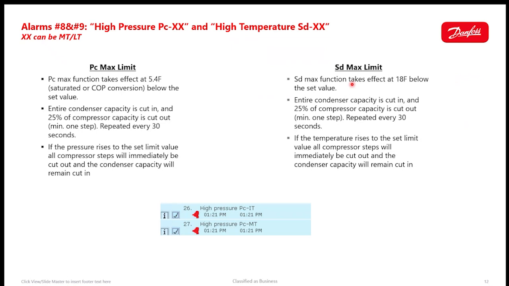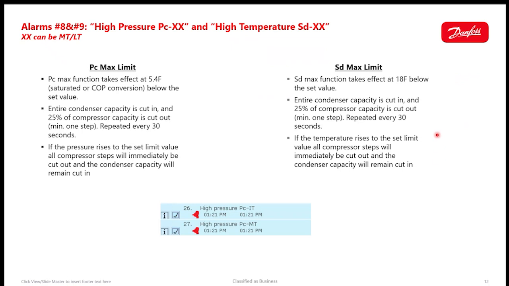Similarly, on the discharge temperature side, the big difference would be that it's a little more of a temperature dead band that we're looking at. So in our SD max limit setting in the pack controller, we were at 284 degrees. Here, 18 degrees below that value is when we'll start to take the same action. So 268 degrees Fahrenheit in our example is when we would start to do the same staging approach of forcing the gas cooler fans to full speed and then reducing compressor capacity by 25% in 30-second intervals.